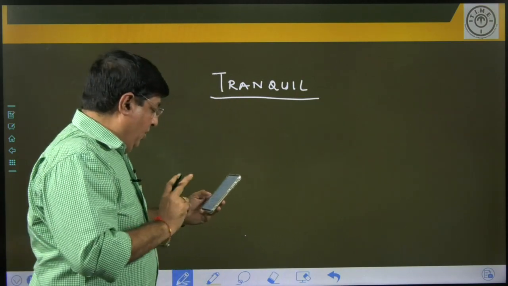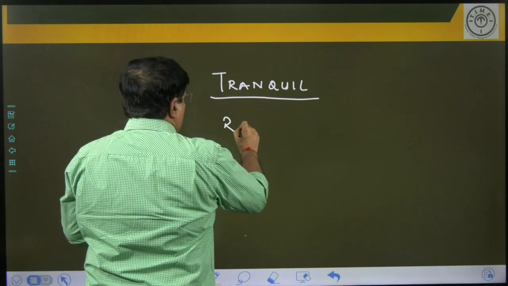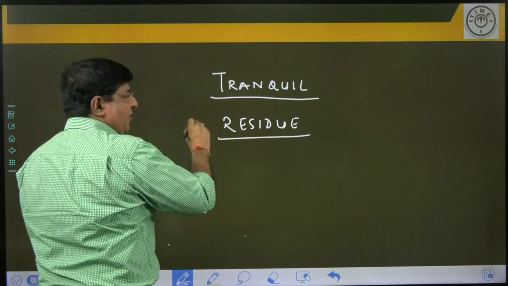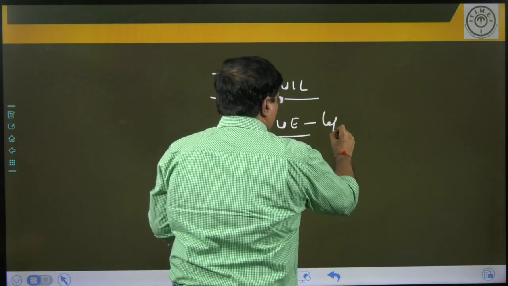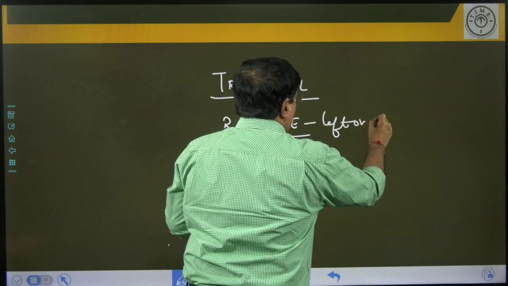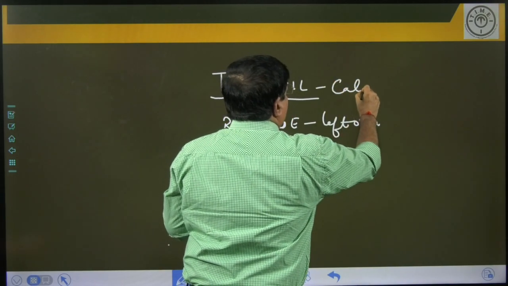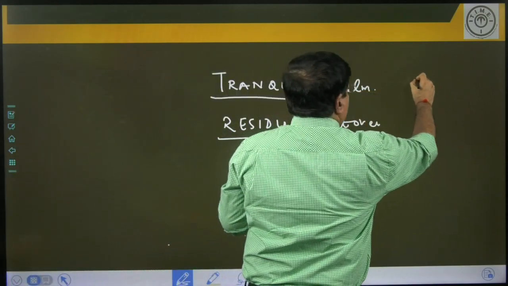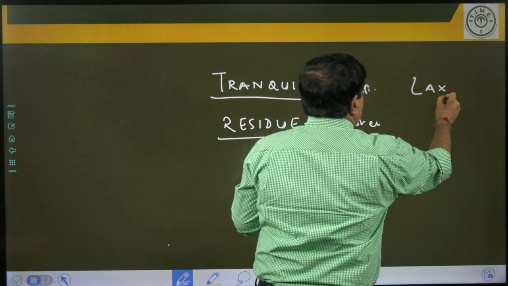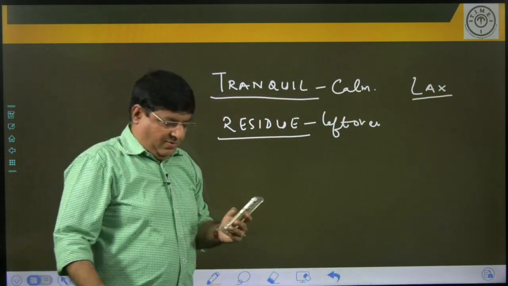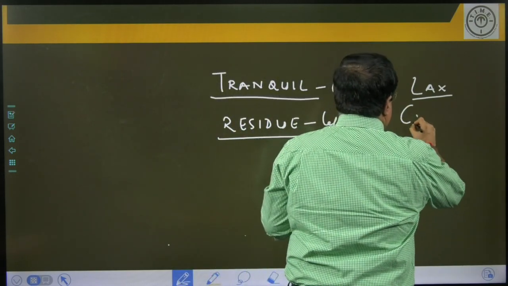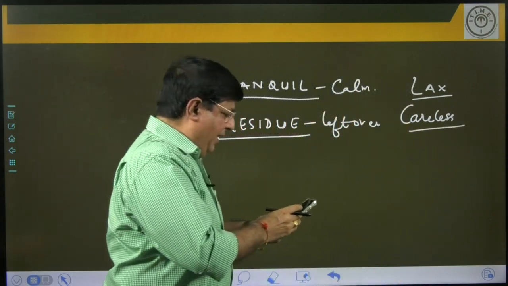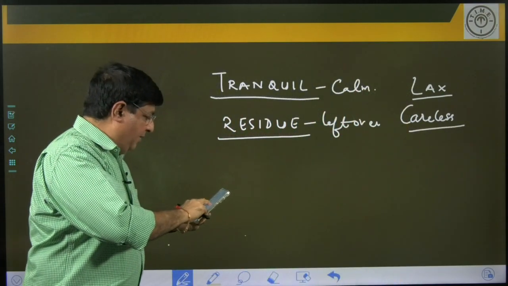Inko word chudandi. Residue. Residue ante leftover. Tranquil ante calm, peaceful, silent. One more word I'll give you. Lax. Laxity antam manamu. Laxity ante careless. Lax means careless. Now you see for yourselves, look at the type of words that are there that I have written on the screen.